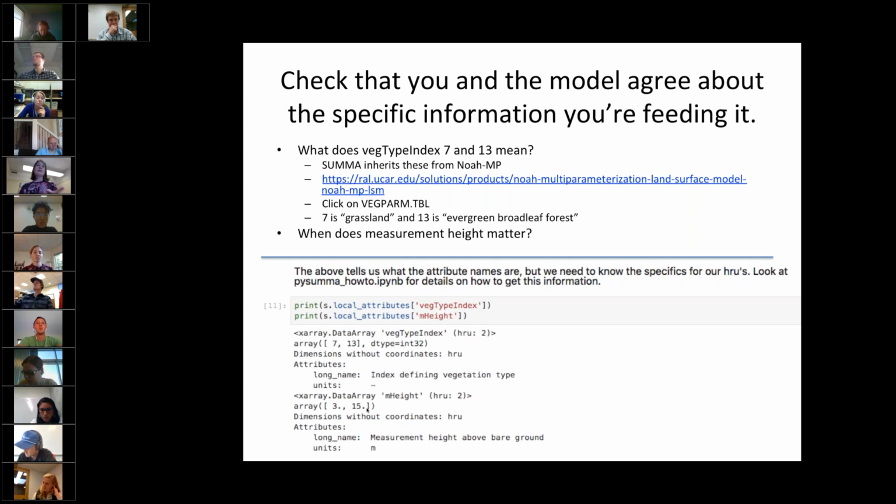Now, you may not really be doing that, right? You could actually be measuring on the forest floor somewhere else, but you want to tell the model that you have a measurement at the top of the trees. So here we have 2, and the measurement height the model is expecting is 3 meters and 15 meters. What might we want to change between the forcing data for these 2 response units?